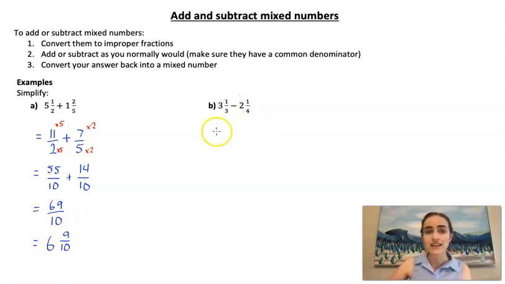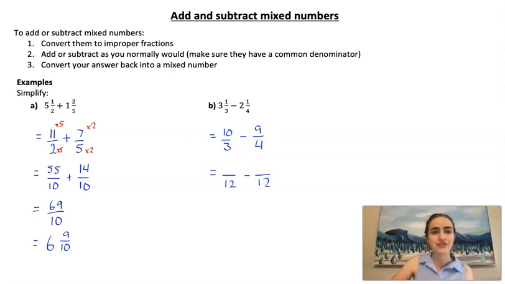All right, so having a look at our second example, we're going to start off exactly the same way. The only difference is that in this step here, we're going to subtract instead of adding. So 3 times 3 would give us 9, plus our 1 gives us our 10 over 3, minus 2 times 4 would give us 8, plus 1 would give us 9 over 4. All right, so making them have a common denominator, the lowest common multiple of 3 and 4 would be 12. So we're going to make them both have a denominator of 12.